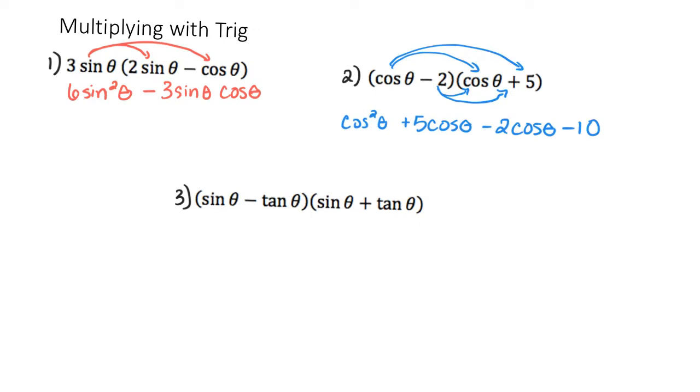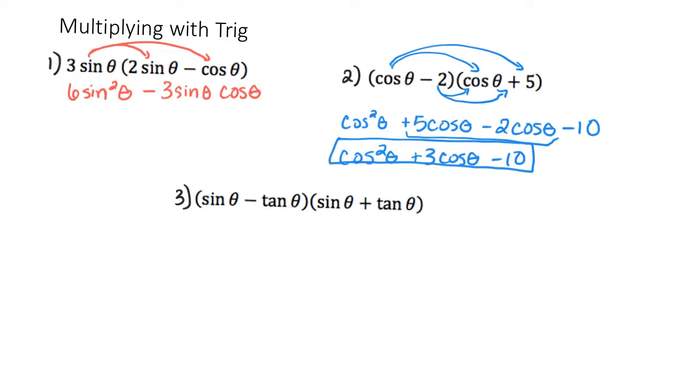Okay, I multiplied cosine of theta times cosine of theta and got cosine squared. Cosine of theta times 5 is 5 cosine of theta. Negative 2 times cosine of theta is negative 2 cosine of theta, and negative 2 times positive 5 is negative 10. I do have some like terms here in the middle: 5 cosines of theta minus 2 cosines of theta, so these can combine. So I'm going to have cosine squared of theta plus 3 cosine of theta minus 10.